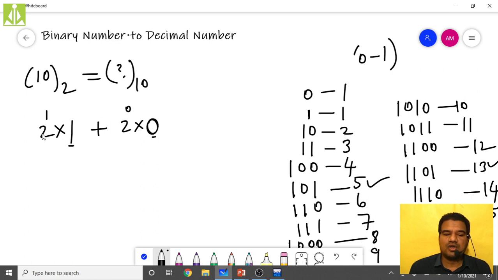So here 2 power 1 is 2 only. Okay, 2 power 1 is 2 only, and multiplied with 1 is 2 only. Isn't it? Plus 2 power 0 is what? 2 power 0 is 1. Isn't it? Multiplied with 0 is 0. So we got 2.